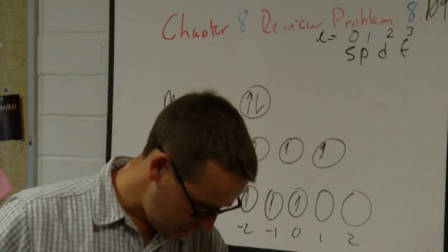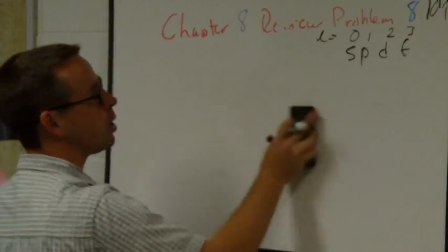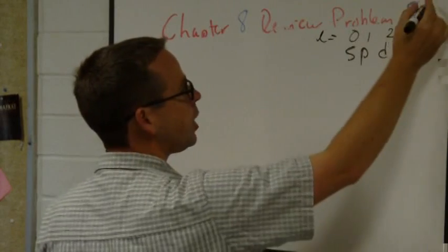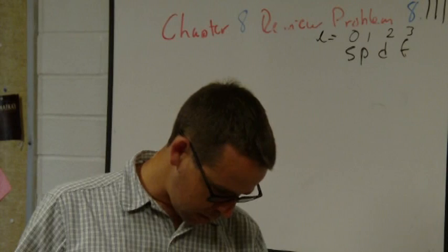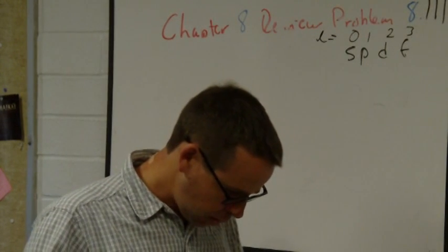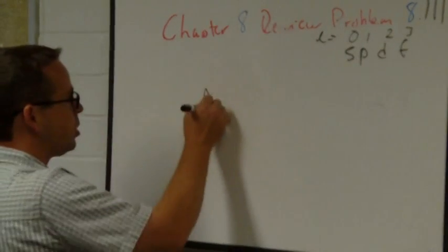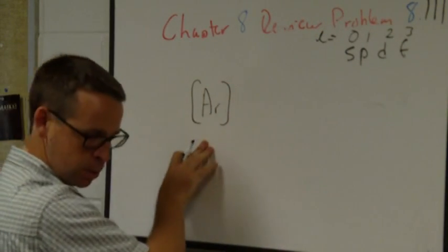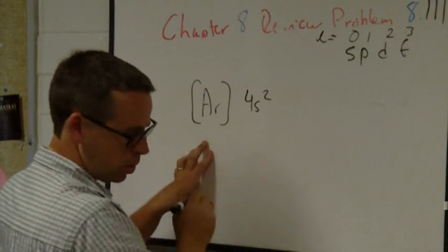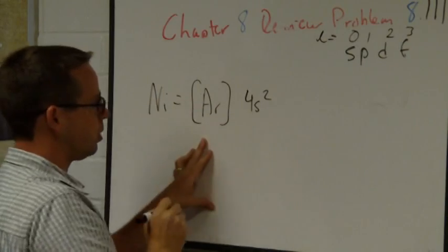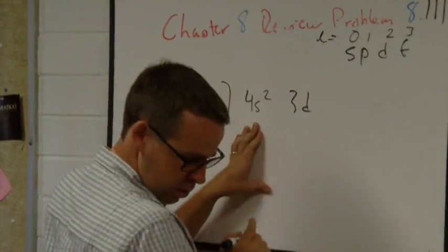All right, 8.11. The shorthand electron configuration for the following elements. The shorthand one means we just use the noble gas configuration where we can. So for nickel, we go back to the first noble gas, which is argon. So we say argon as the noble gas core. Then we have potassium and calcium, that's 4s2. So this is the electron configuration of nickel.